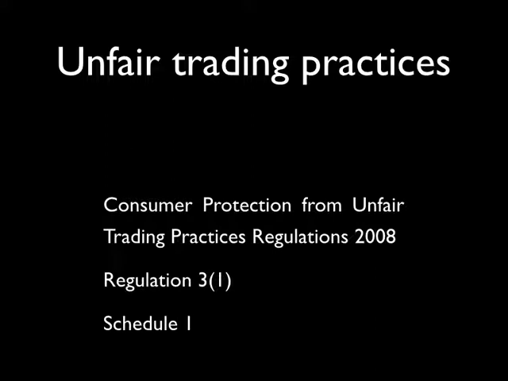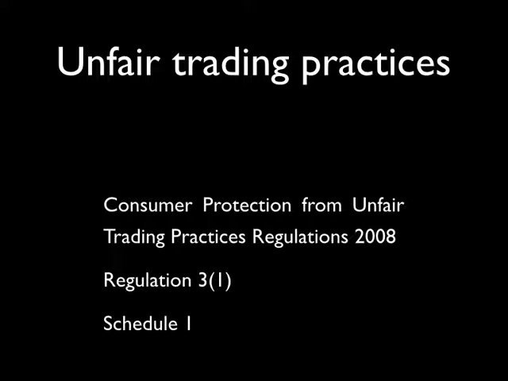The first is that a commercial practice is unfair if it contravenes the requirements of professional diligence, and it materially distorts, or is likely to materially distort, the economic behaviour of the average consumer with regard to the product. The second test is that a commercial practice is unfair if it is a misleading action, which causes or is likely to cause the average consumer to make a decision he would not have otherwise taken, it's a misleading omission, or it is aggressive in that it is significantly likely to impair the average consumer's freedom of choice or conduct in relation to the product concerned through the use of harassment, coercion, or undue influence.